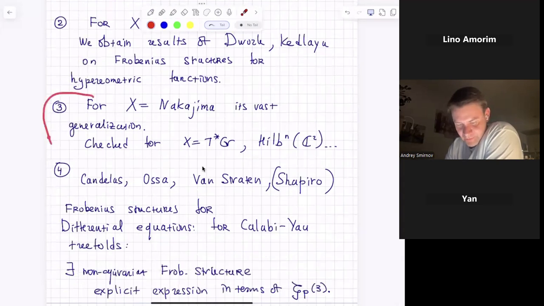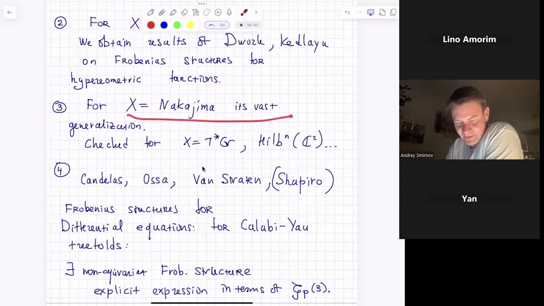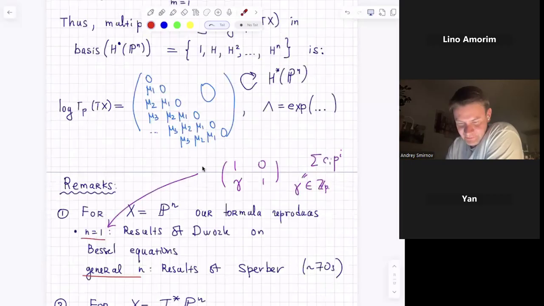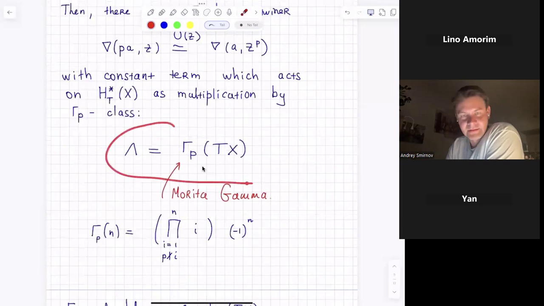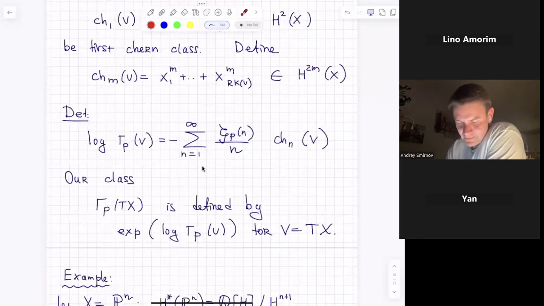But what I can prove is that this whole story extends to at least Nakajima varieties, and this includes much more interesting examples which are not hypergeometric, like T star Grassmannians, T star of flag varieties, Hilbert scheme of points, instanton moduli spaces, and so on and so on. So there are a lot of examples of Nakajima varieties. And this formula is universal, so it works for every X. All right.